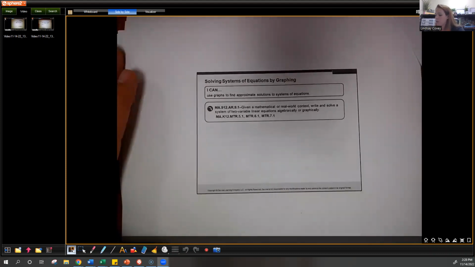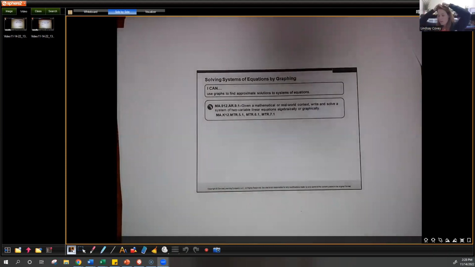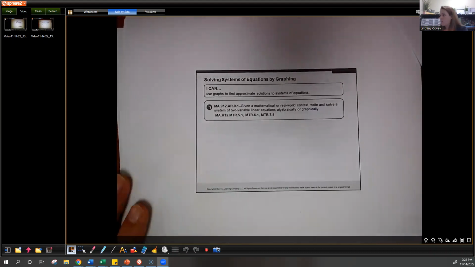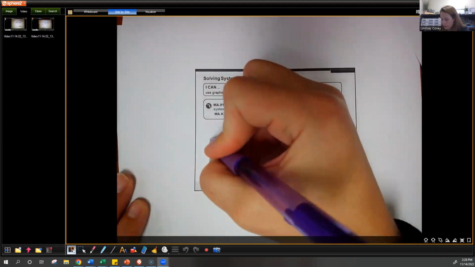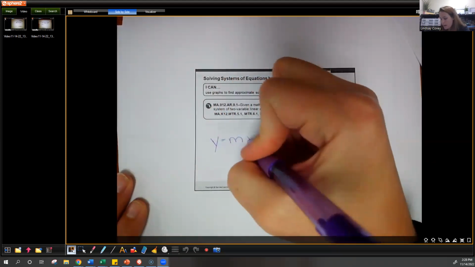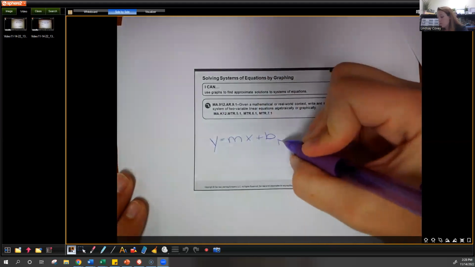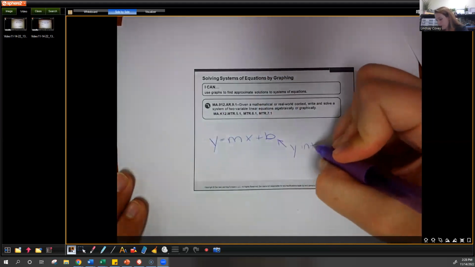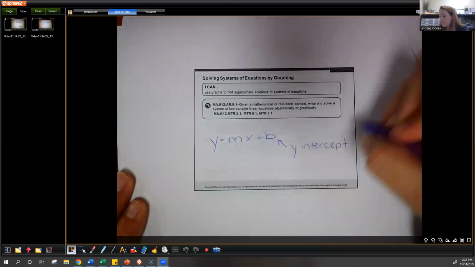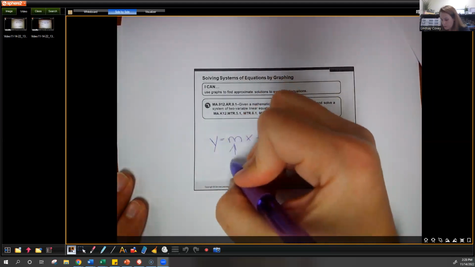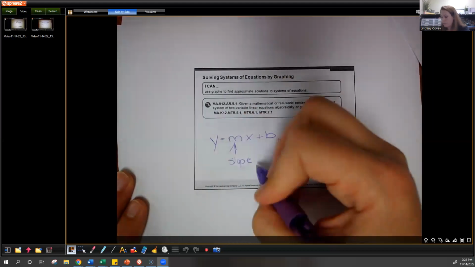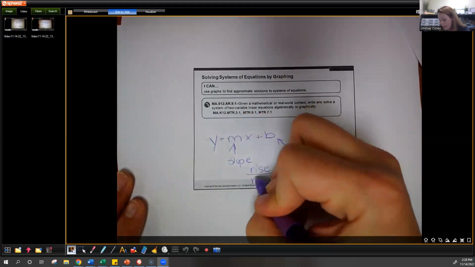By the end of this unit, you're going to be able to use graphs to find approximate solutions to systems of equations. Something I want to remind you is that when we are solving systems of equations, we have to remember y equals mx plus b, slope-intercept form, where b is known as your y-intercept and m is your slope. And slope is always written as rise over run.